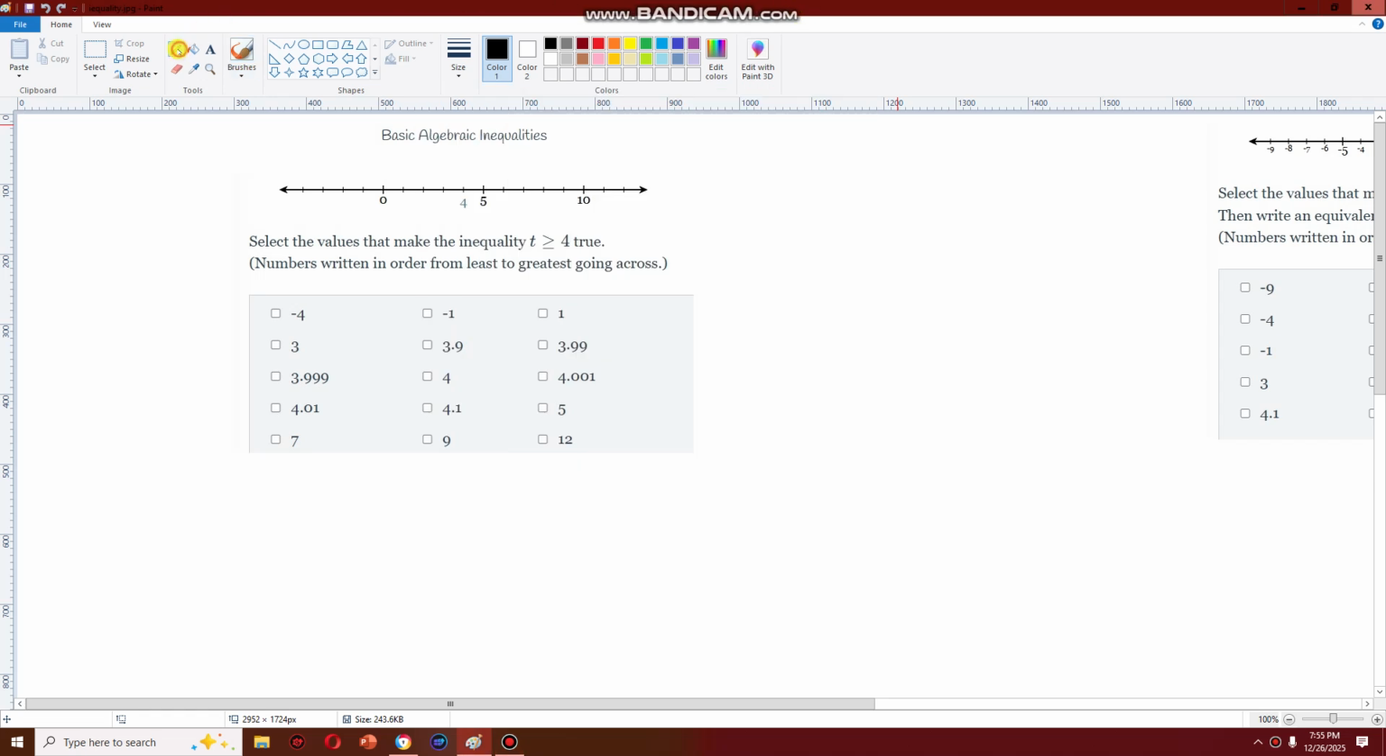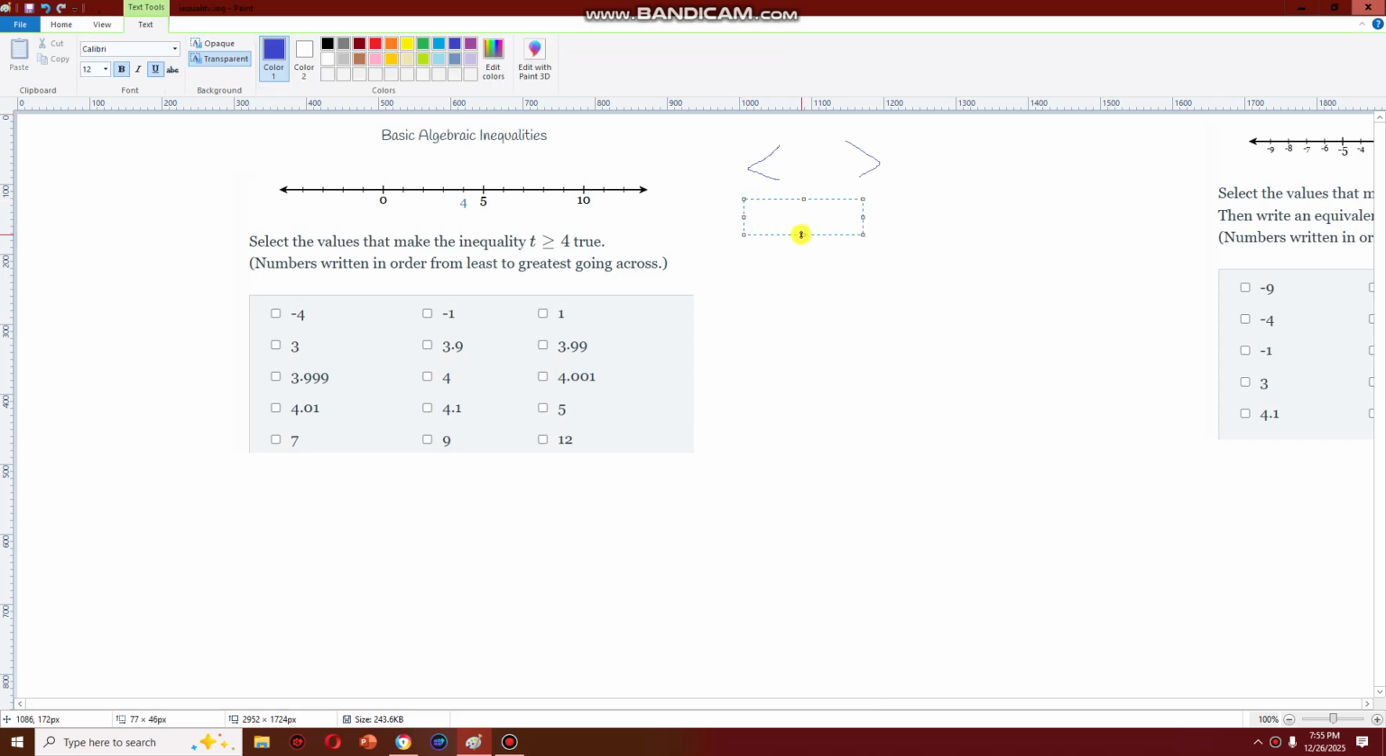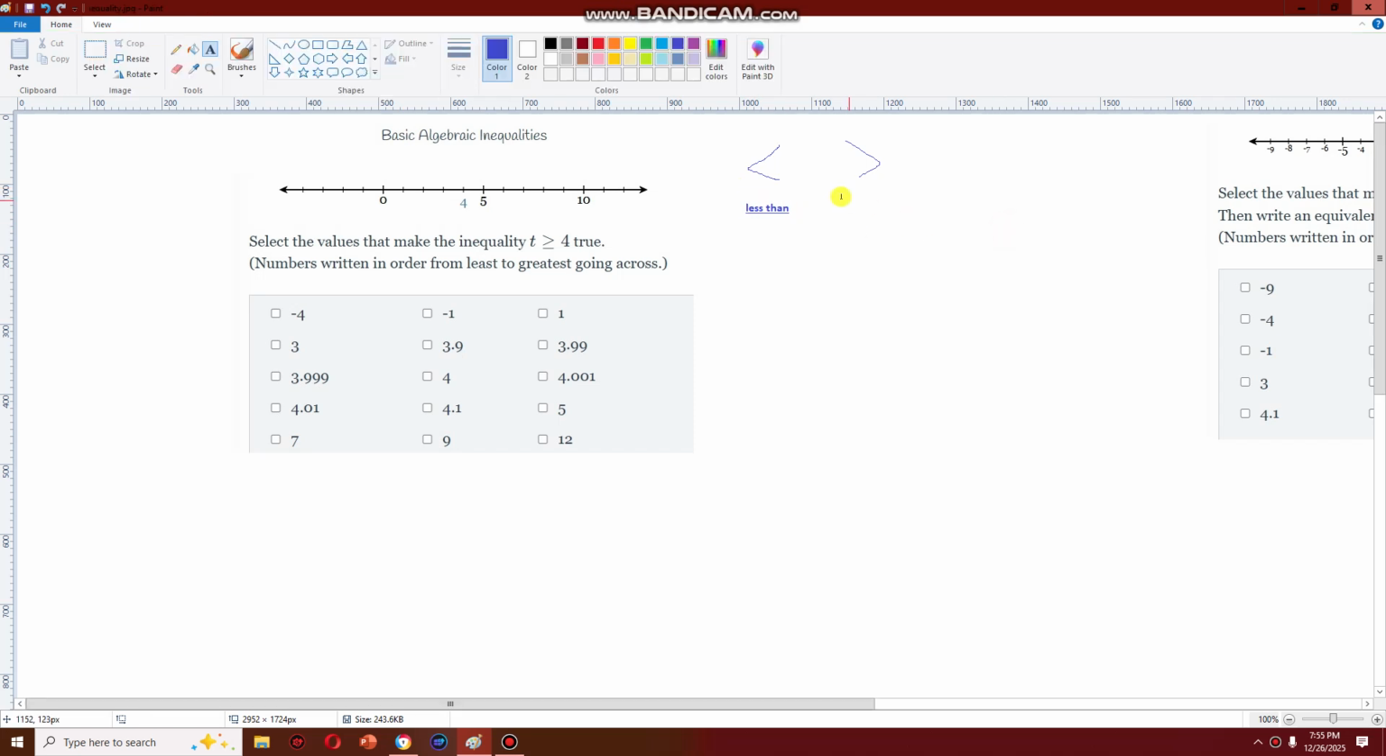Today I'm just going to show you how to solve basic algebraic inequalities using the number line, okay? First things first, the rules. An inequality looks like this. You have this and you got this. What does this mean? This means less than, okay? And what does the other one mean? This means greater than.